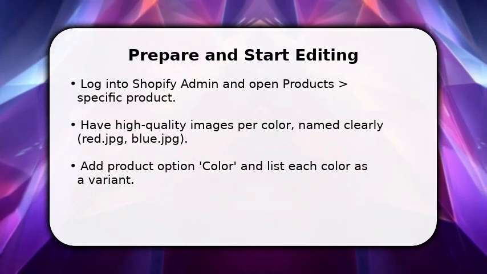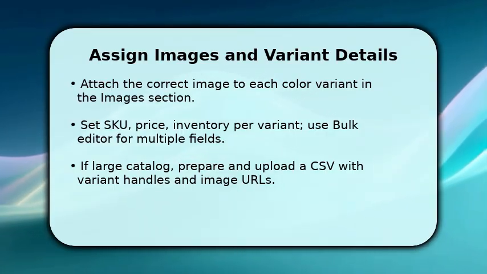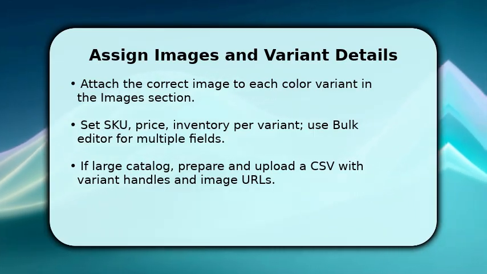Once your variants exist, assign the matching image to each variant so the storefront shows the right color when selected. You do this in the variant row. Choose image, confirm SKU and inventory, and set any price adjustments.